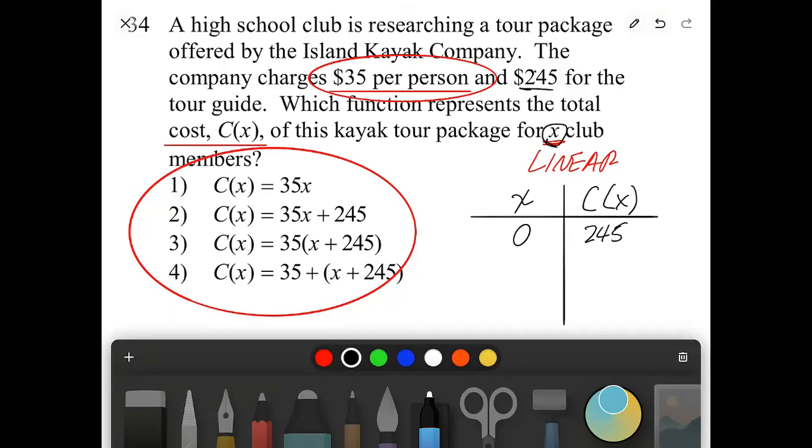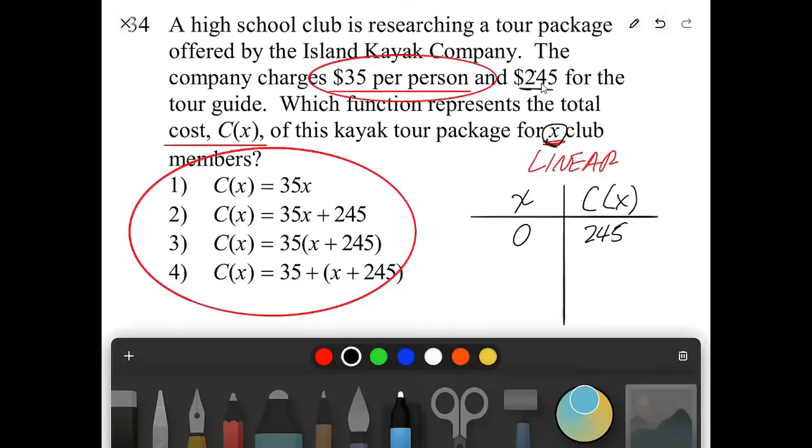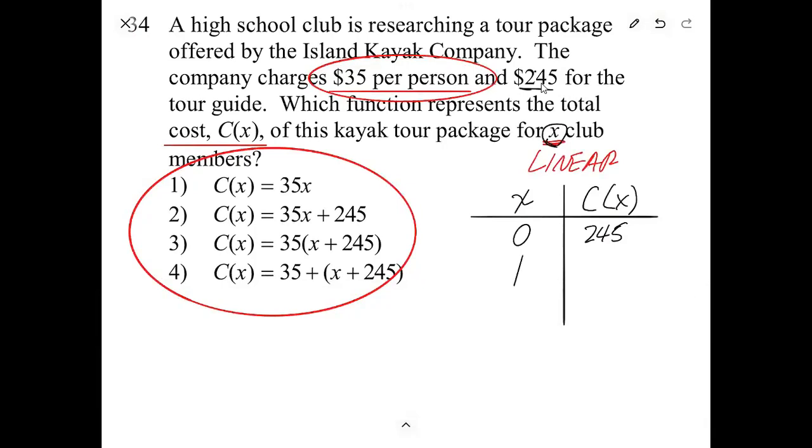Now, some of y'all might not understand that. You're like, well, why would you get a tour guide if there are 0 people? Well, that's what it is. They're telling you that it doesn't matter how many people you have, you're going to have a tour guide, and it's going to be $245. But this is what you should see. If I have one person, it's going to be $35 plus the tour guide, so that's going to be $280. Now that should make sense. One person is $35, and the tour guide is $245. Even if this doesn't make sense, that's okay. We can cross that out.